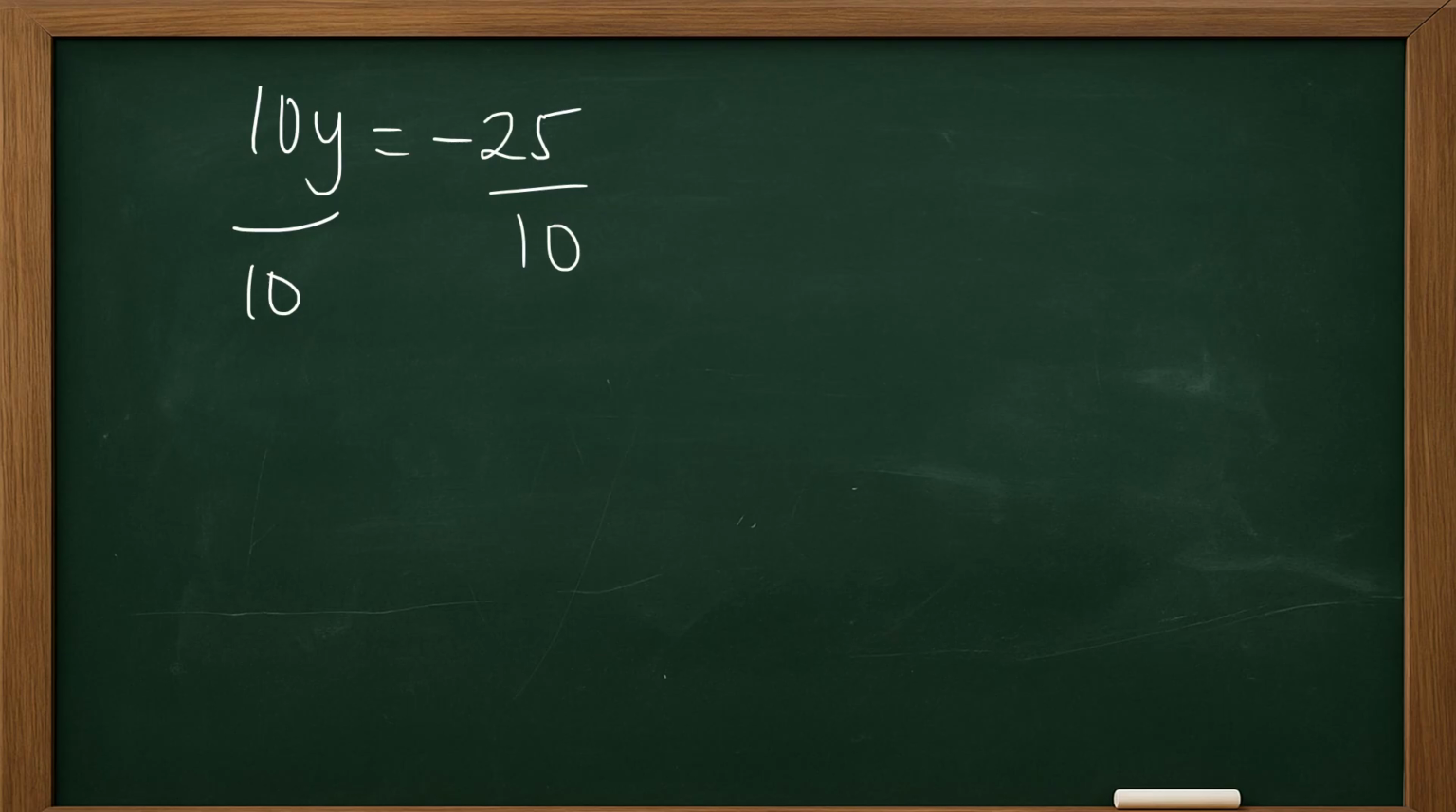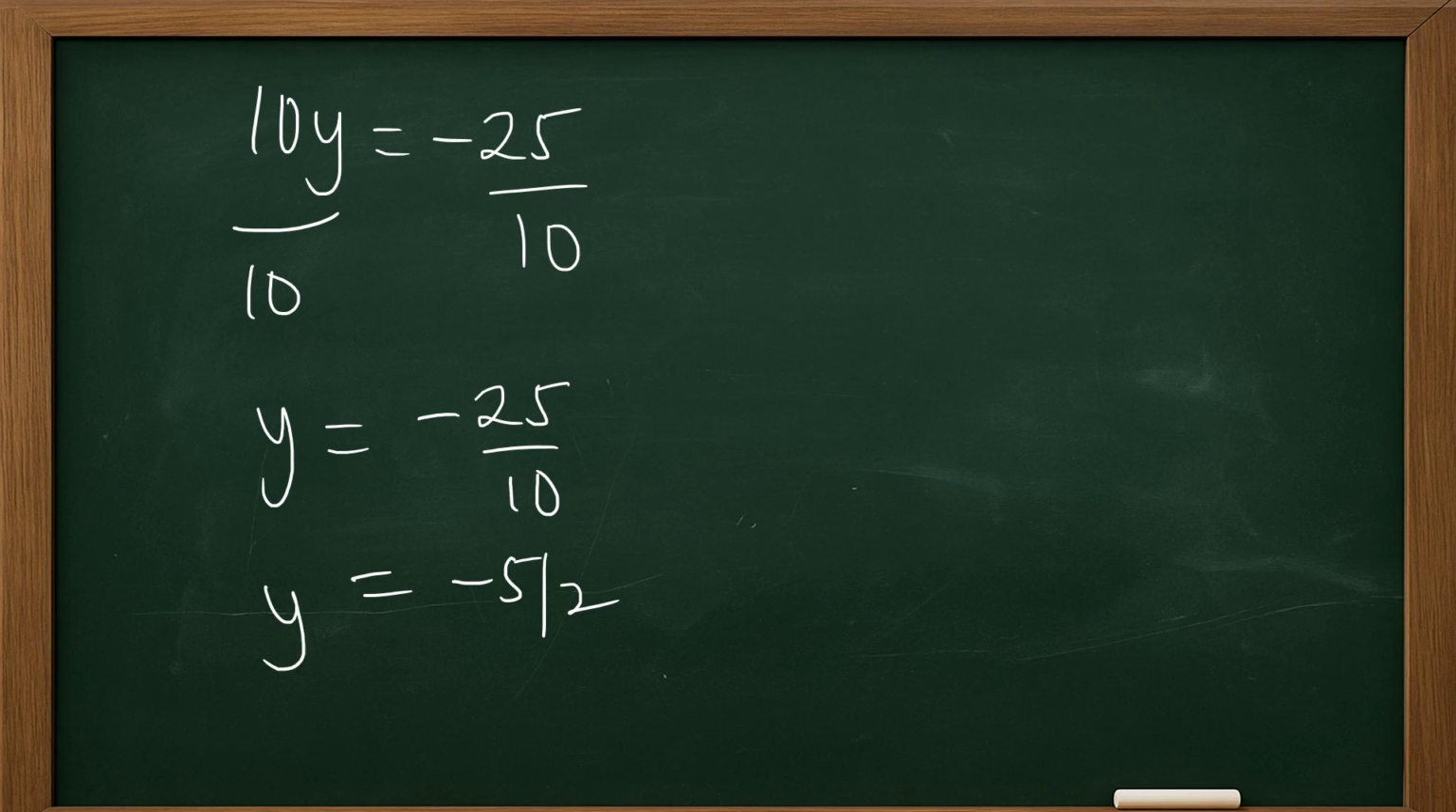And here we can have 10y equals -25. Dividing both sides by the coefficient of y, which is 10, then we can say y equals -25 over 10, which can further be simplified to -5 over 2. But there's a need to check.